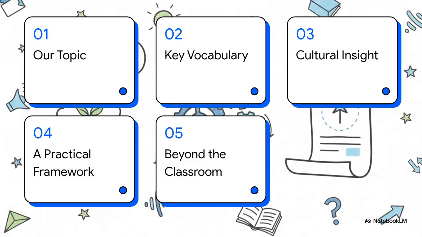All right, so here's our roadmap for today's lecture. We're going to start by establishing our core topic, and then we'll dive right into a linguistic deep dive with some key vocabulary. This is going to give us the tools we need before we explore a real cornerstone of Chinese culture, the concept of face, or mianzi. Once we understand the why behind it all, we can then move on to the how with a really practical framework. And finally, we'll zoom out and see how this skill applies far, far beyond our classroom.